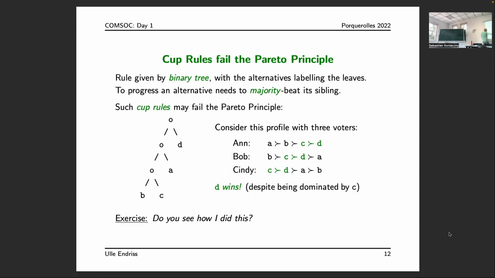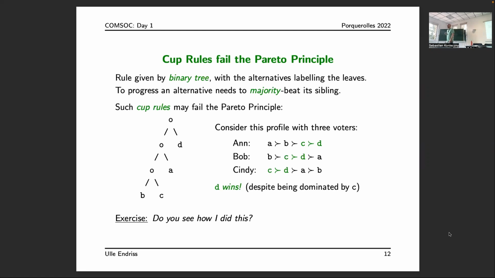It says down here, D wins. Let's check whether that's really true. We're running B against C. Anne likes B more, Cindy likes C more, but Bob also likes B more. So which one wins? B. So B against A: there's one supporter for A, there's a second supporter for A. So A advances. And then we have A against D: one in favor of A, but the other 2 in favor of D. So D advances, so D wins the election.